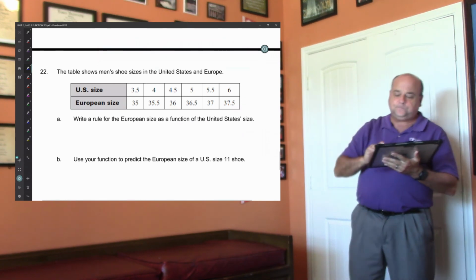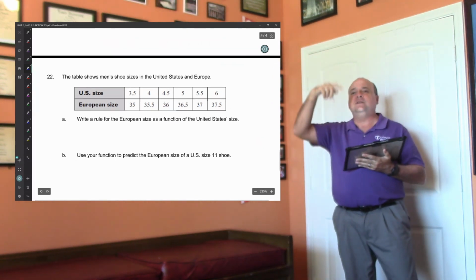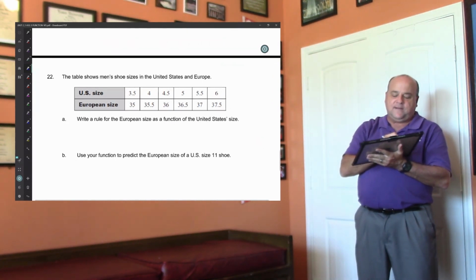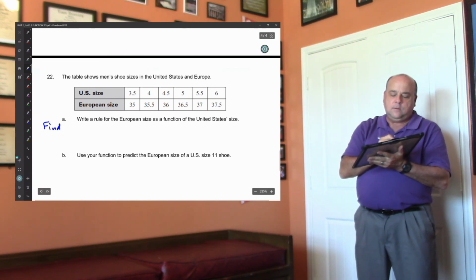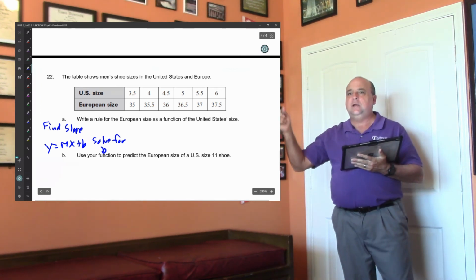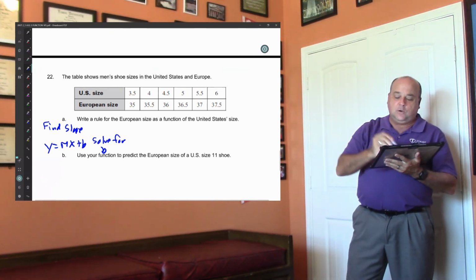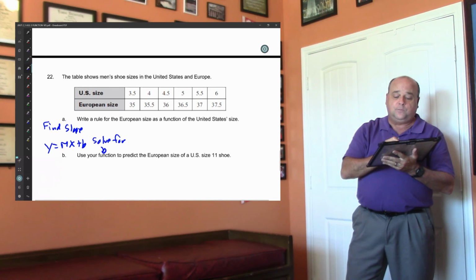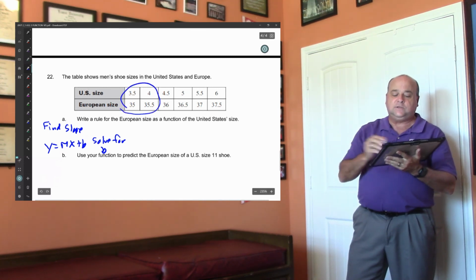Turn the page. On these right here, this is the same as above. You're going to find the slope, and then you're going to do y equals mx plus b and solve for b, right? So you need the slope and you need the y-intercept, okay? So I usually just use the first 2 points. So I'm going to use these 2 points.